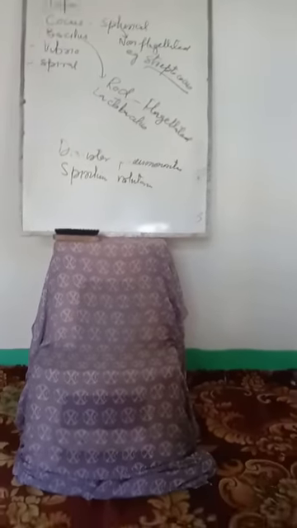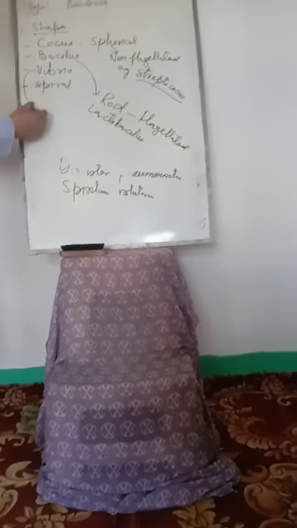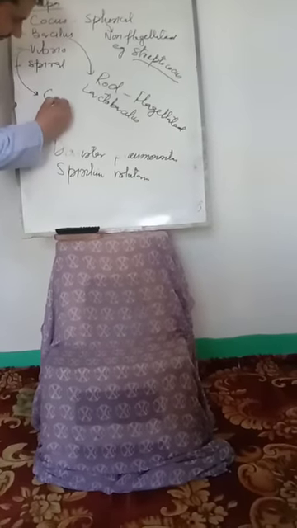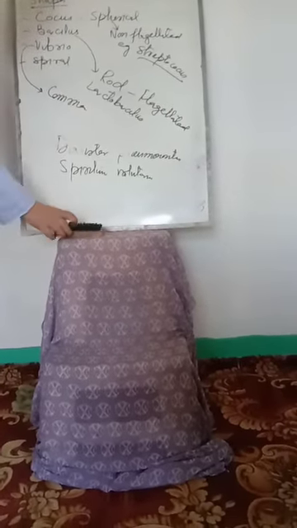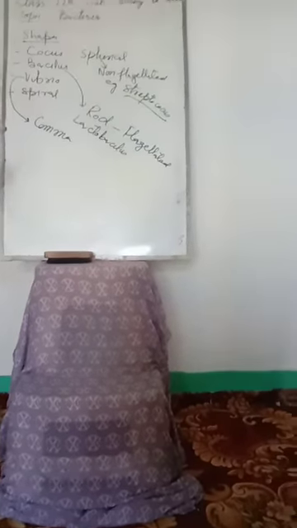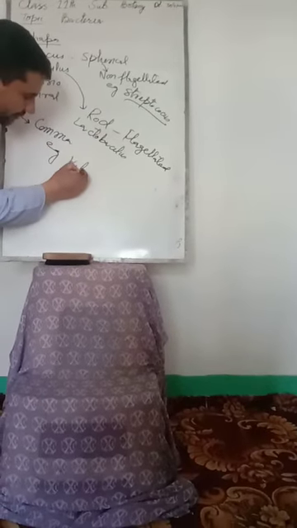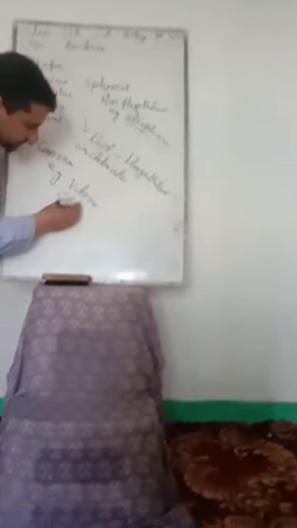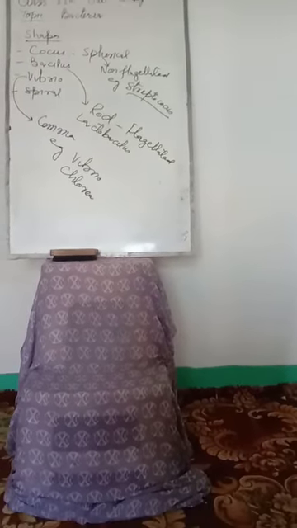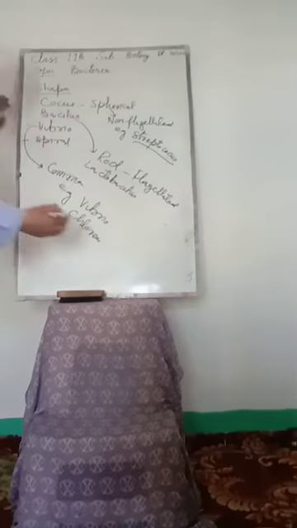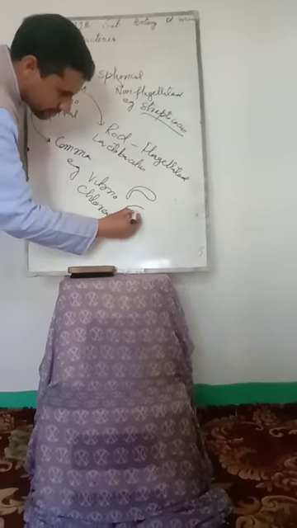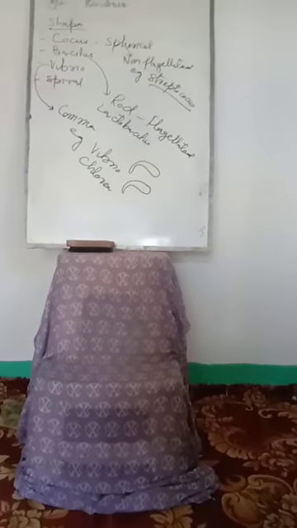Clear? After that, the comma-shaped bacteria are called Vibrio bacteria. Comma-shaped. For example, we have Vibrio cholerae, which causes cholera. Vibrio bacteria means comma-shaped bacteria.